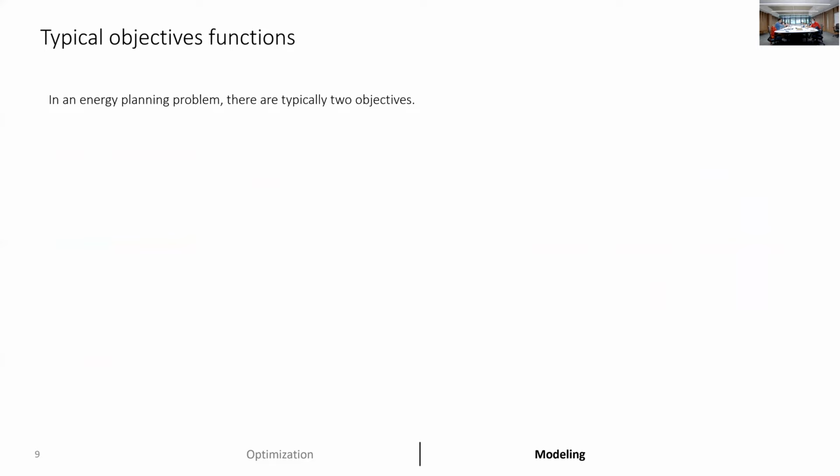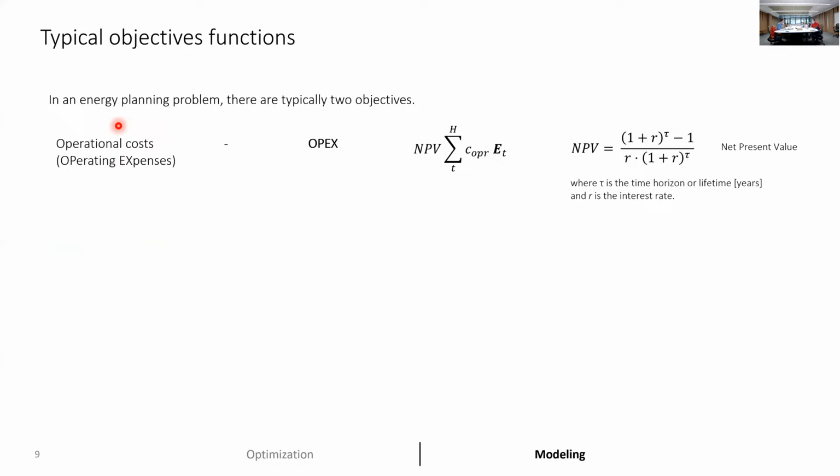Right now, I've been talking about operational costs, which is basically the sum of, let's say here, the electric consumption times an operational cost. If you're planning in the future, you can multiply this by the net present value, NPV. That's applied to transform the future operational costs to an equivalent present value, if you're planning really far ahead. It is defined by the function over here, where tau would be the time horizon, typically 20 to 25 years of lifetime, and R would be the interest rate, typically around 3%.